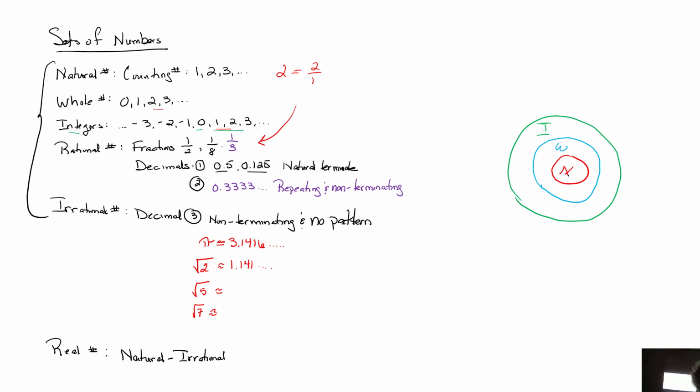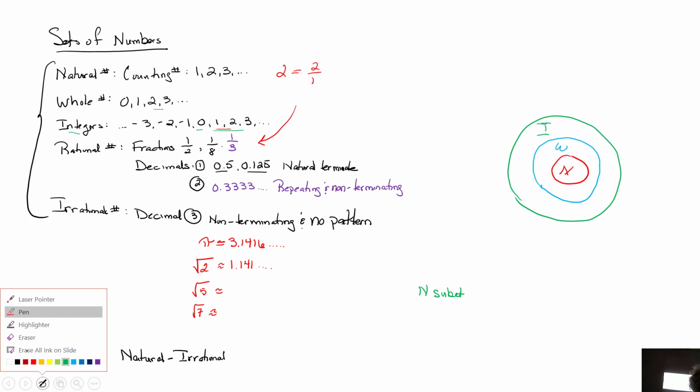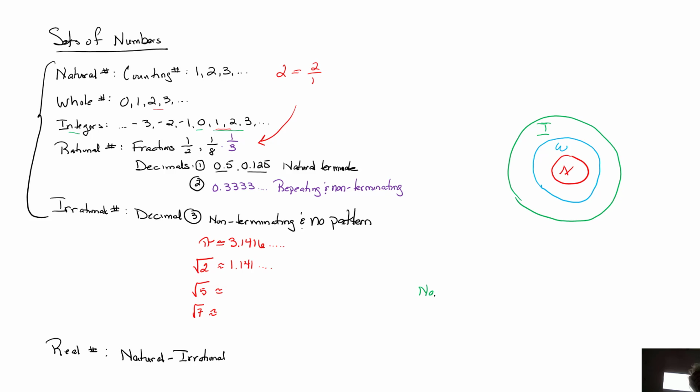We call the natural numbers a subset of the whole numbers. But the natural numbers are also a subset of the integers. It just means they're a smaller set.